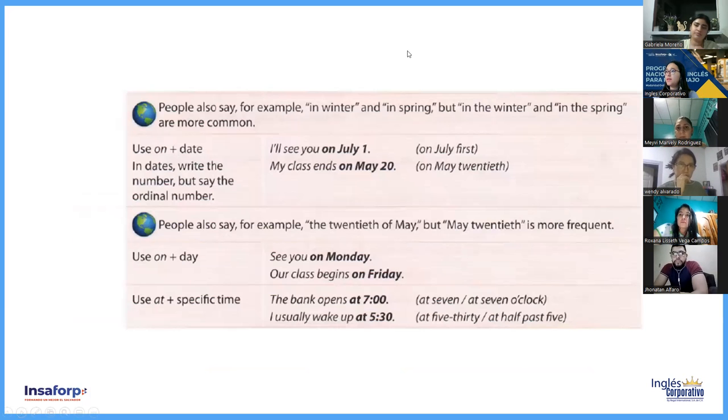On, vamos a utilizar dates. Dates, vamos a escribir, right, the number, but say the ordinal number. Los ordinal numbers, los vamos a ver más adelante también. Estamos pendientes de that. Okay, entonces, when we have a date very specific, we're going to use on July the 1st, right? On May the 20th. Por ejemplo, si usted cumple el 3 de mayo, on May 3rd. Voy a compartir una imagen de los ordinals, porque esos los utilizamos cuando damos una fecha exacta, right? So, that is basically the use of the on, right?